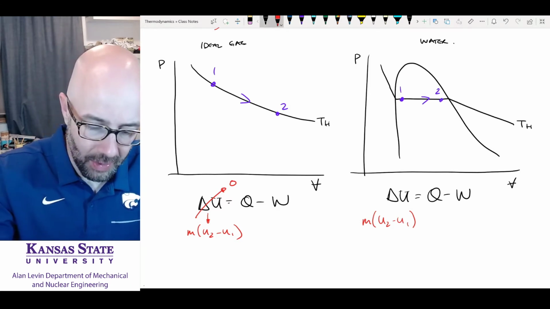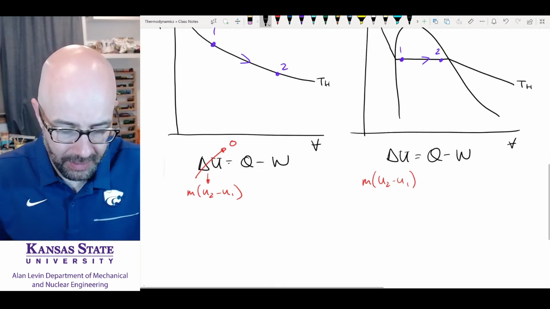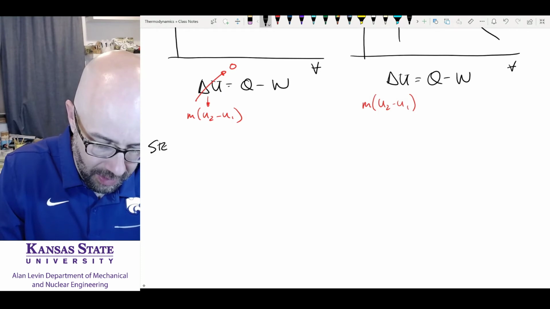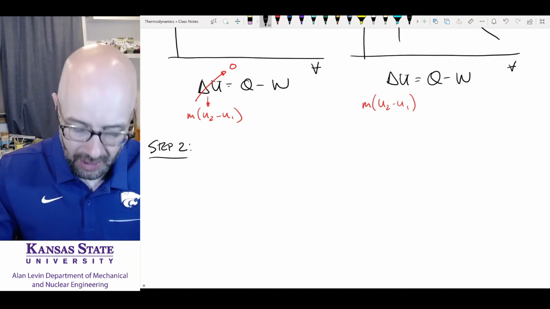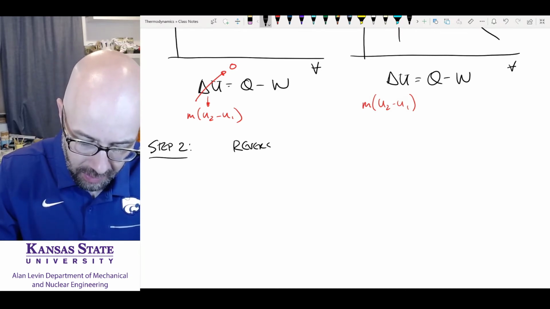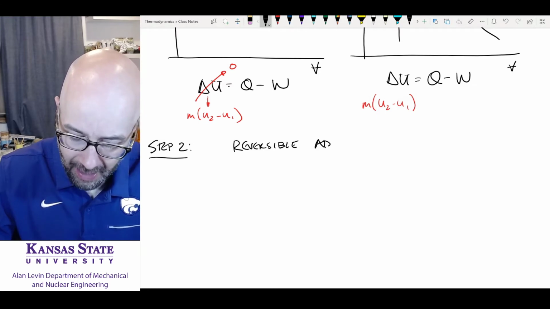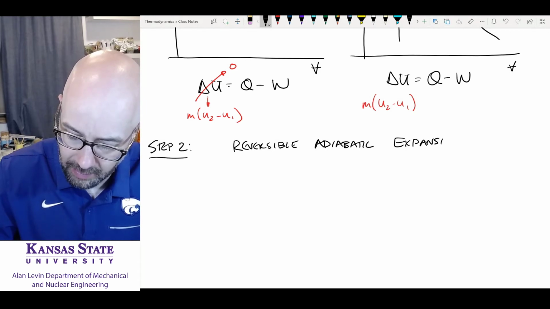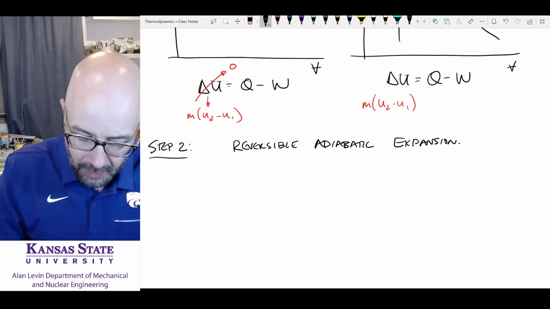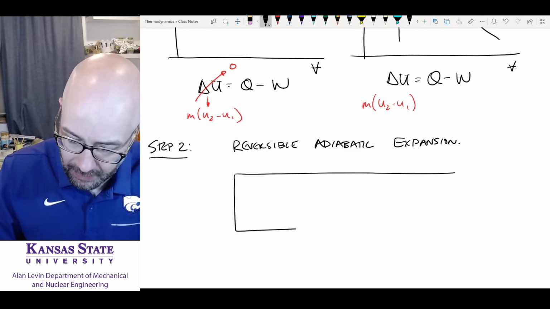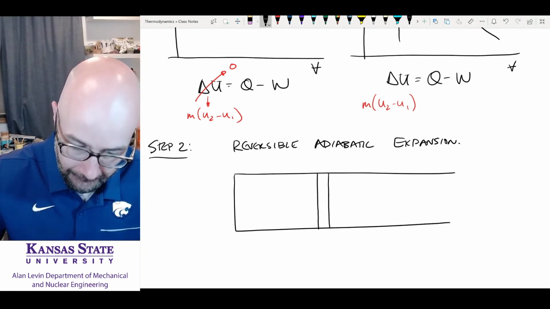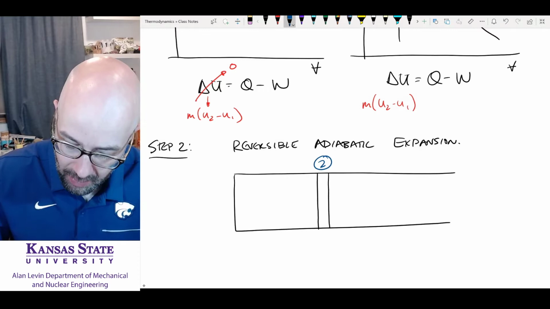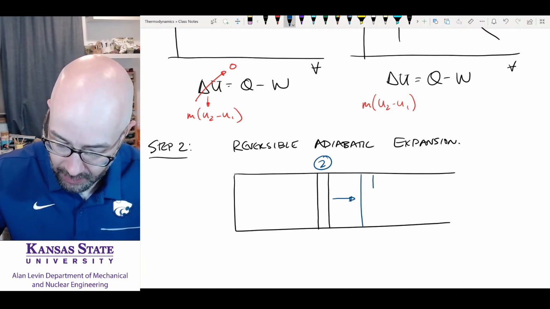Okay, now let's go here to our next situation, our step 2, or our process 2. We had reversible isothermal expansion. Next thing is going to be reversible adiabatic expansion. Okay? And so what we're going to do in this situation, we're going to have our piston cylinder. It's getting bigger out there. And we're now here at state 2. And we're going to expand to state 3.